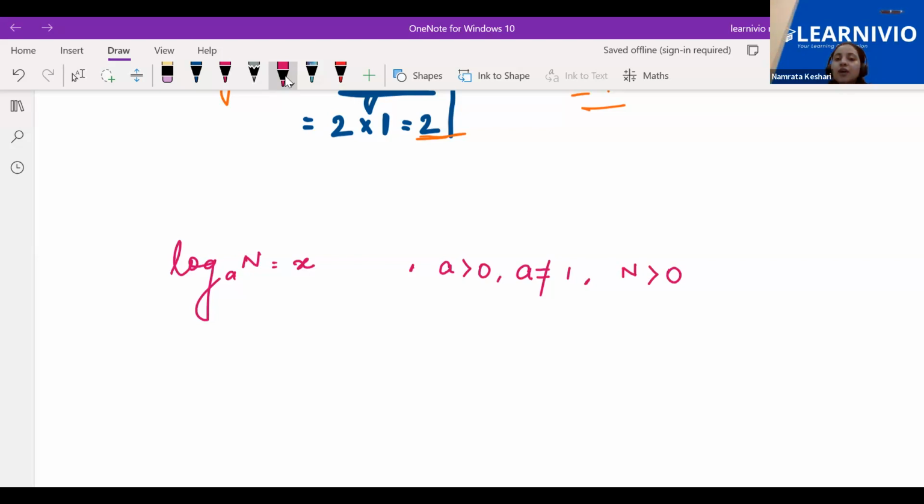Now why are so many things defined like this? If we take the base as a negative number, will it not be possible to convert it into an exponential equation and solve the equation the way we did initially? Let's check why it says that a has to be bigger than 0. For that we can take one example. Suppose we are taking log 2 with base negative 2 is equal to x.